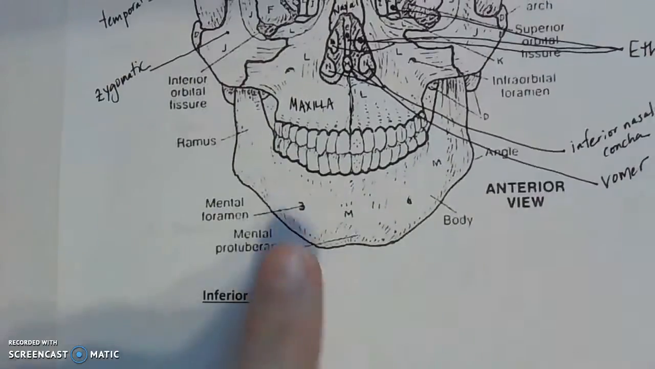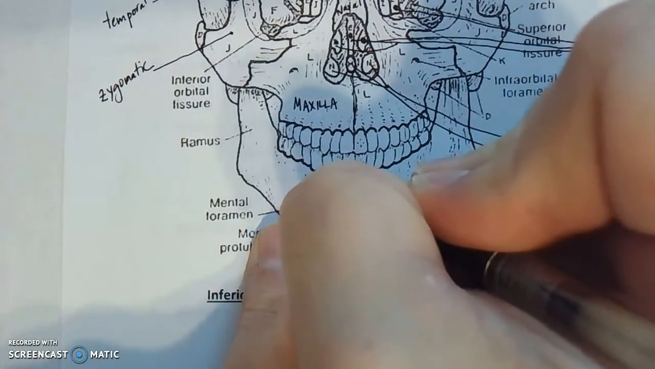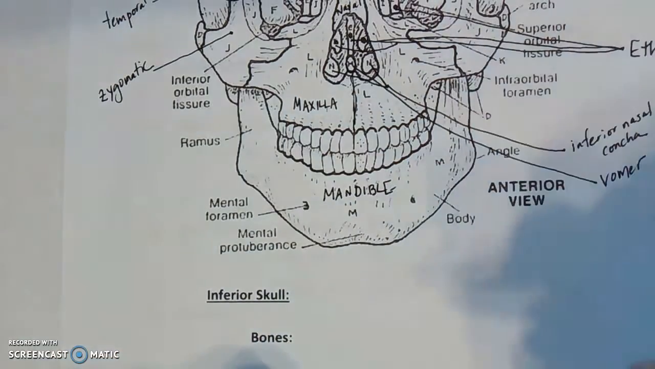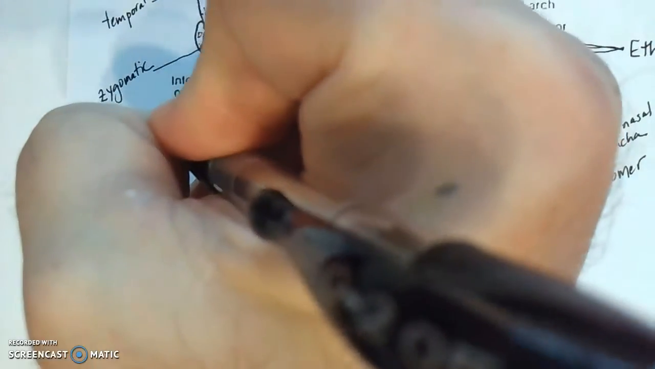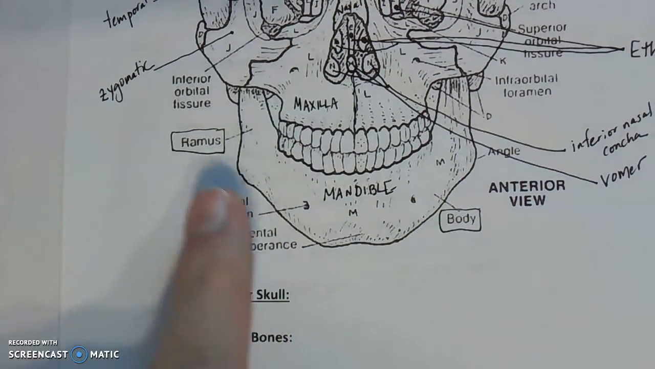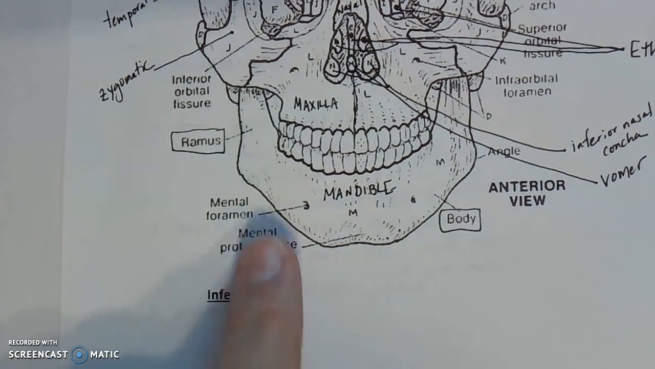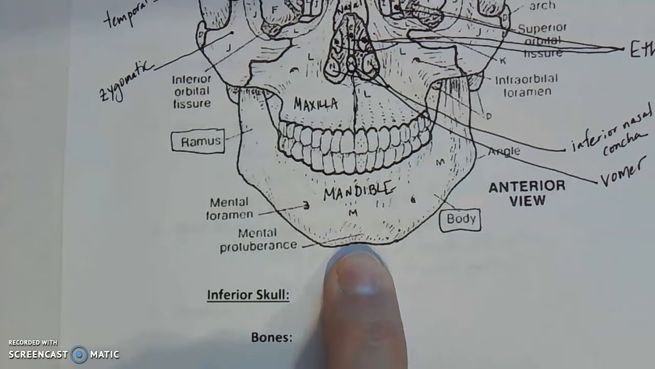The other thing that we will mention here is the mandible. And again, here is the body, and here is the ramus. The rest of these you are not responsible for, but the mental protuberance is just your chin. So that's the part that sticks out.